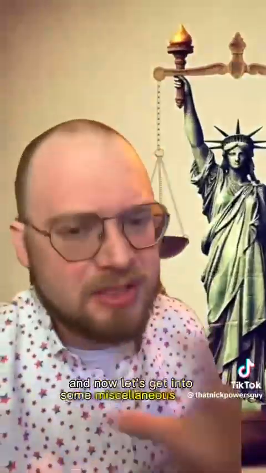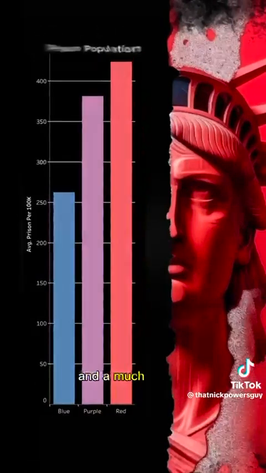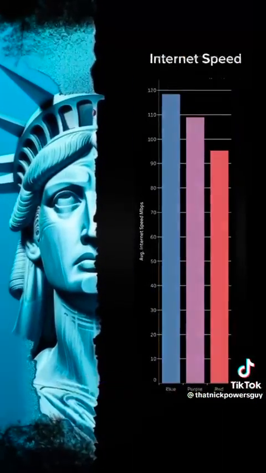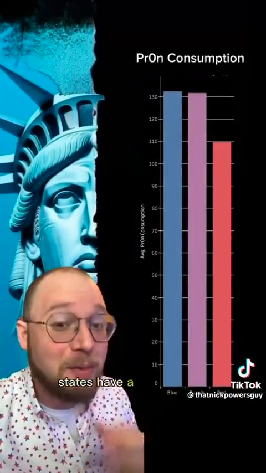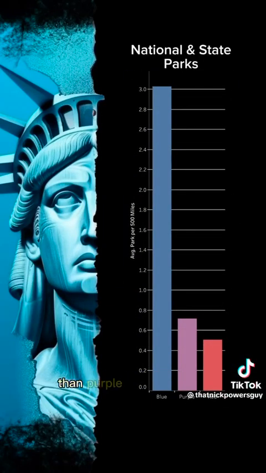And now let's get into some miscellaneous stuff. Red states typically have more gerrymandering than purple or blue states, and a much higher percentage of their population is in prison. And blue states typically have higher internet speed. According to Cornhub, blue states and purple states have a much higher rate of corn consumption. Blue states also have more national and state parks than purple and red states do.